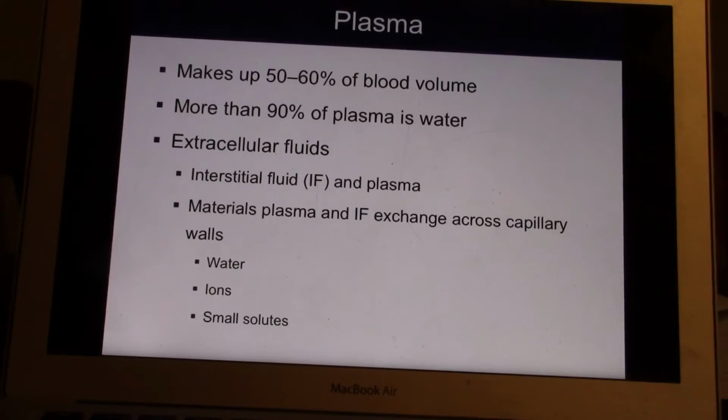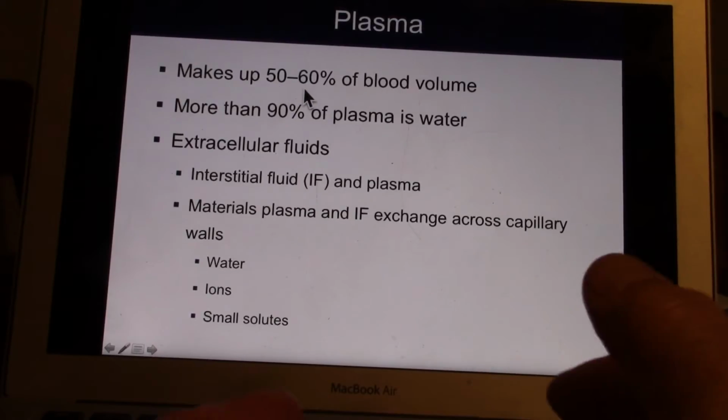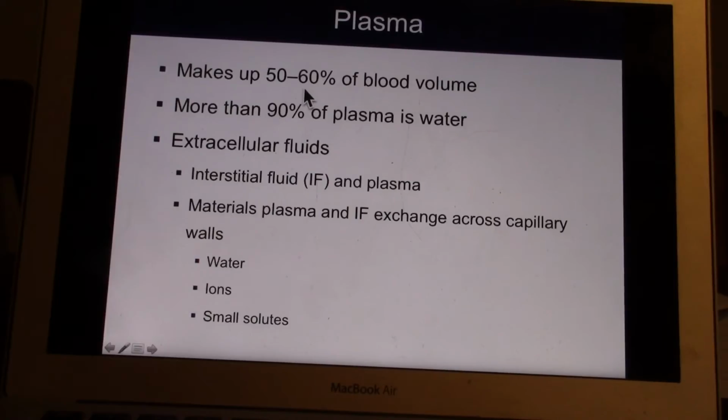Plasma makes up about 50 to 60% of the blood volume. Now here's where we get into all these numbers, and I'm going to give you one number to memorize, and then it'll be so much easier for you, I believe. So think of plasma as 55%. Obviously that's halfway between those two numbers right there. So the number we're going to think of is 55, which means that 45% is the formed elements, or the blood. More than 90% of plasma is actually just water.